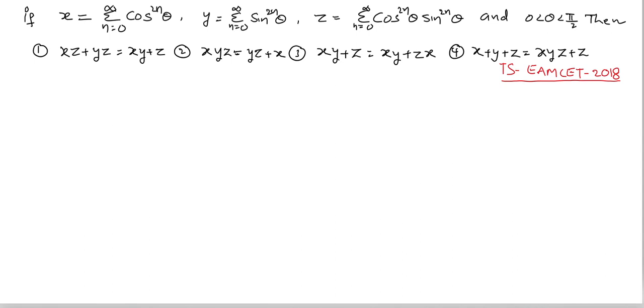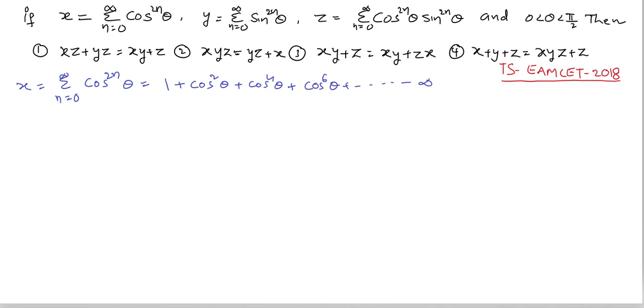Here it is given x is equal to sigma n equals 0 to infinity cos power 2n theta. So substituting n equal to 0, that is 1, n equal to 1, cos square theta, n equal to 2, cos power 4 theta, n equal to 3, cos power 6 theta, plus up to infinite terms. This is an infinite GP. We know that for an infinite GP, S infinity is equal to a by 1 minus r, that is 1 by 1 minus cos square theta, that is 1 by sin square theta.